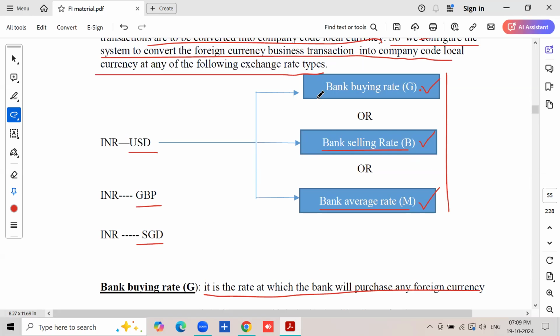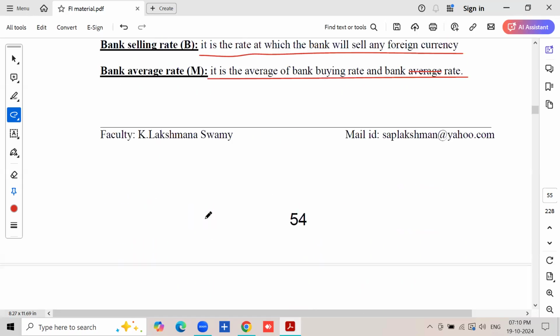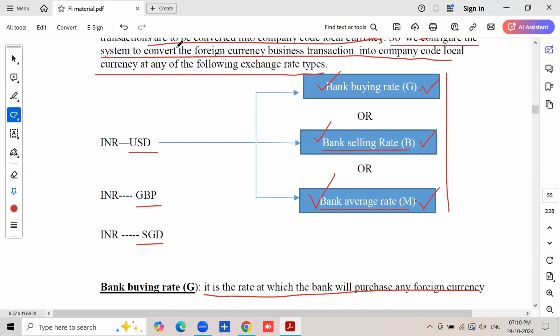According to client requirement, you can configure the system to convert the foreign currency transactions either at the bank buying rate or bank selling rate or bank average rate. And this GBM are already defined in the system. You can use these exchange rate types or you can define your own exchange rate types also, right? See, first you have to verify whether these exchange rate types are defined in the system or not.